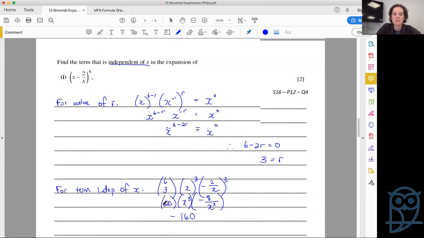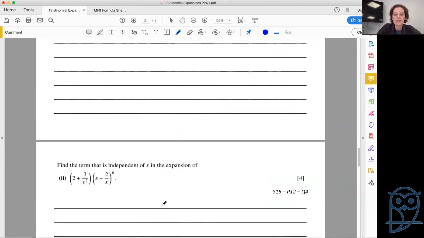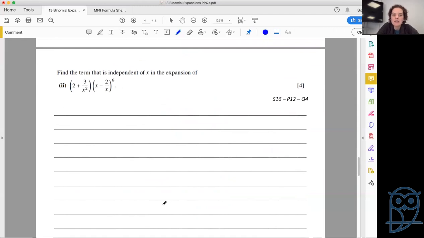Right, next part. Find the term that's independent of x in the expansion of all of this nonsense. So we have to think nicely. This we know is our expansion. This has 7 terms in it. How would we make the term that is independent of x? So we're going to say 2 times, 2 times, 2 times, 2 for each of the 7 terms. And then we're going to do 3 over x squared times each of the 7 terms. We're going to be here for a while.